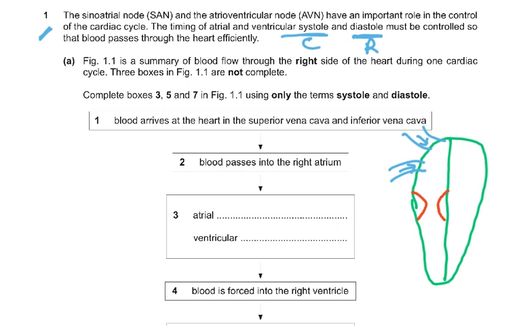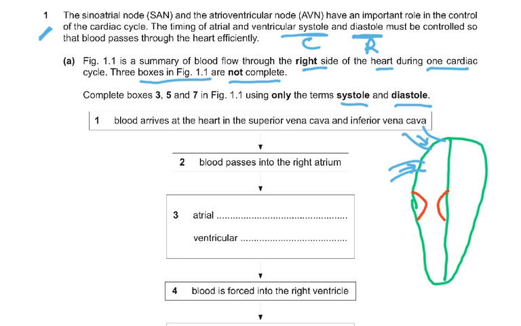Figure 1.1 is a summary of blood flow through the right side of the heart during one cardiac cycle. Three boxes in figure 1.1 are not complete. Complete boxes 3, 5 and 7 in figure 1.1 using only the terms systole and diastole.